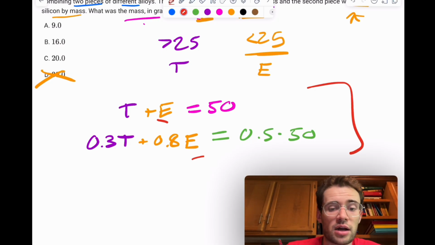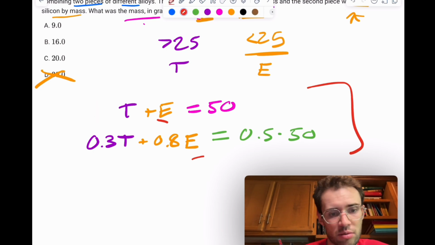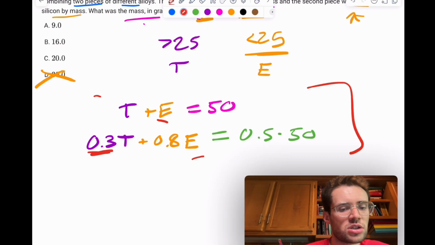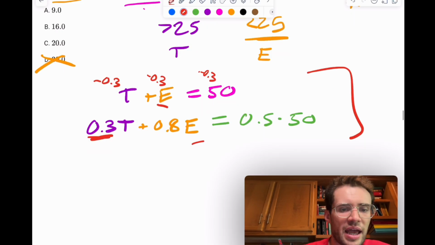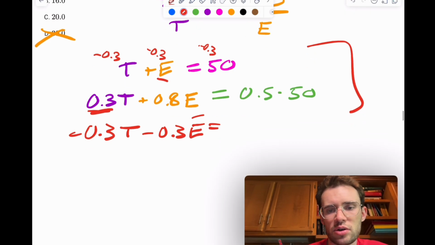But if we want to do it algebraically, we want to solve for E, we have to get rid of our T's. So what we could do is multiply everything in this first equation by 0.3, or actually by negative 0.3, because we have a positive one already. So times negative 0.3, times negative 0.3, times negative 0.3, and that gives us negative 0.3t minus 0.3e is equal to 0.3 times 50 would be 15.